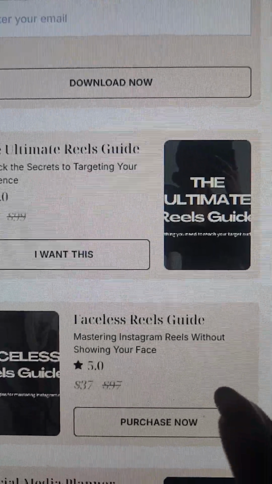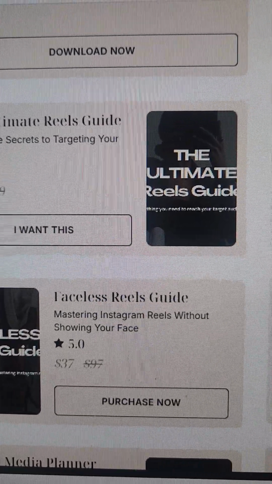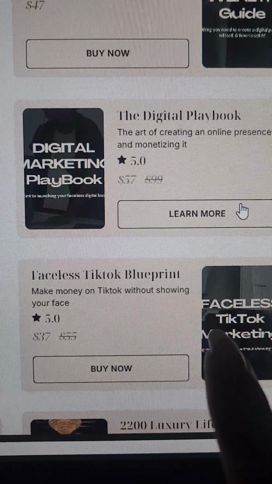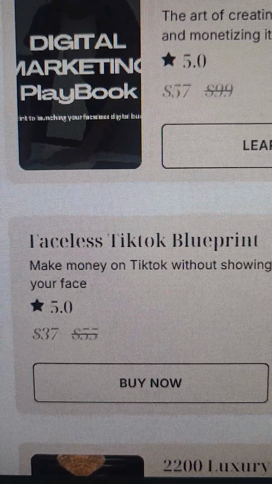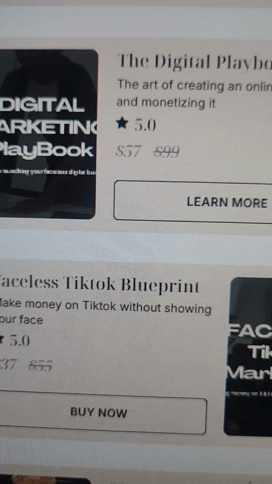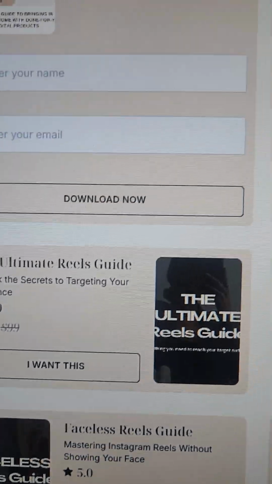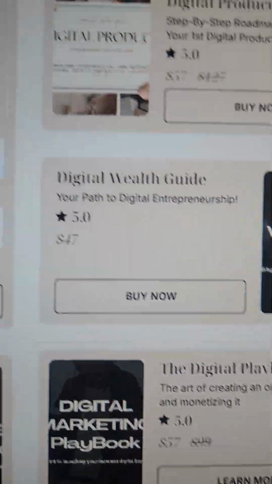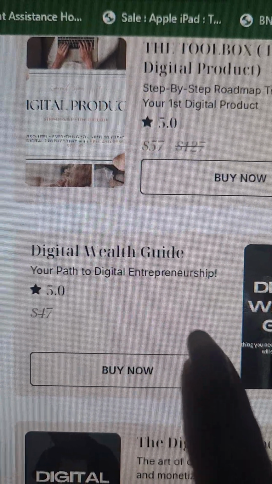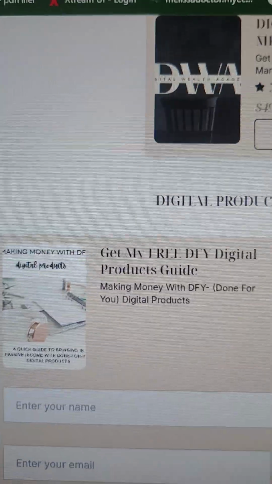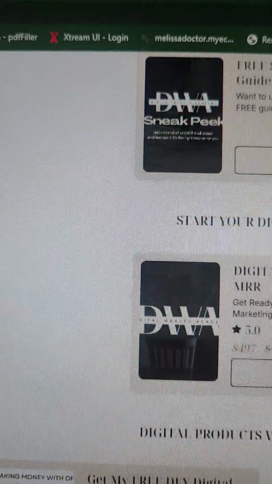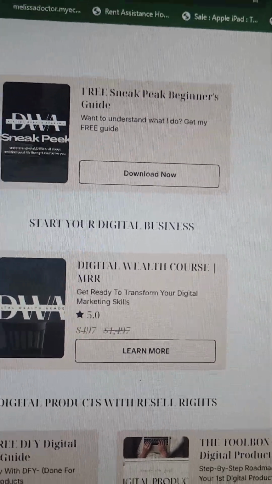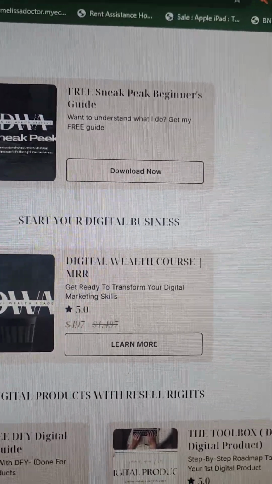Let's see, we have Faceless Reels Guide. This is used on Instagram. You have Faceless TikTok Blueprint. It's selling for $37. So all of these products are resellable. You have the Digital Playbook. You have the Digital Wealth Guide. So when you resell these products, you get 100% profit. You're getting the resale rights to resell these products.